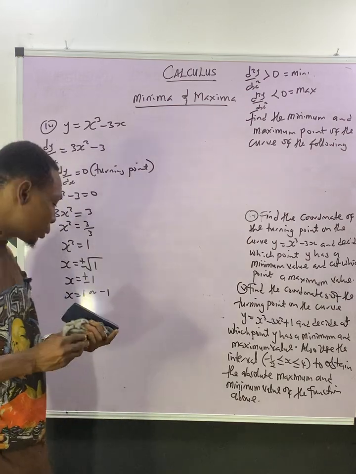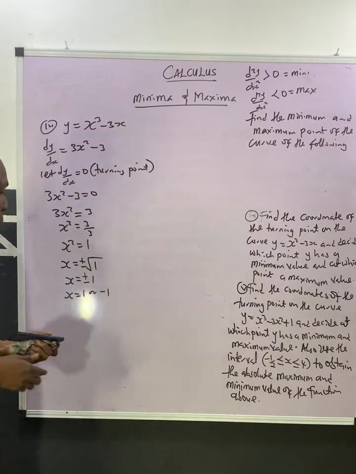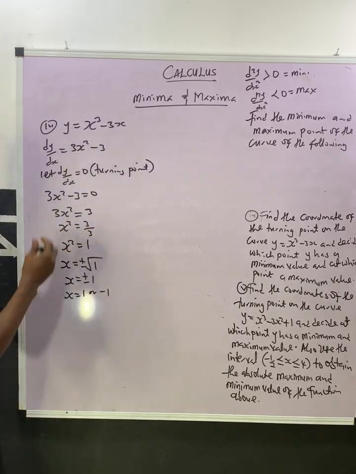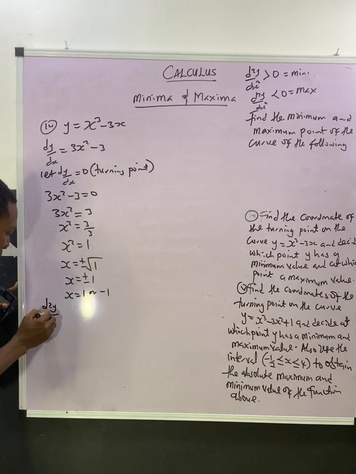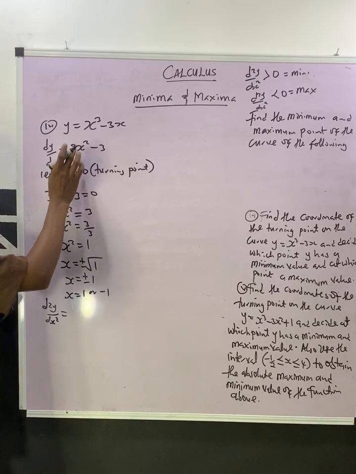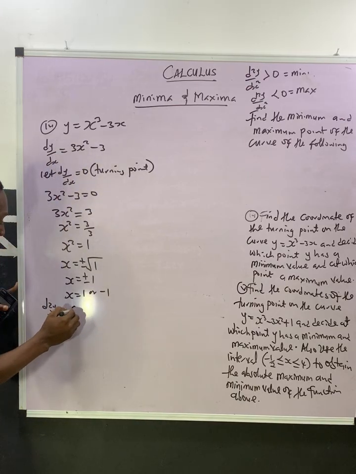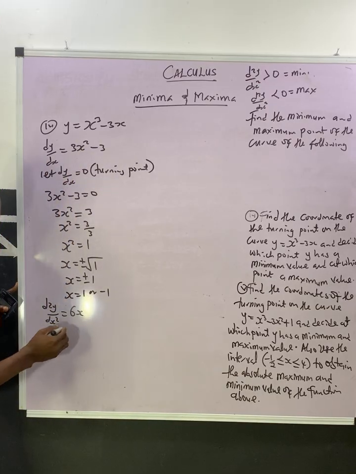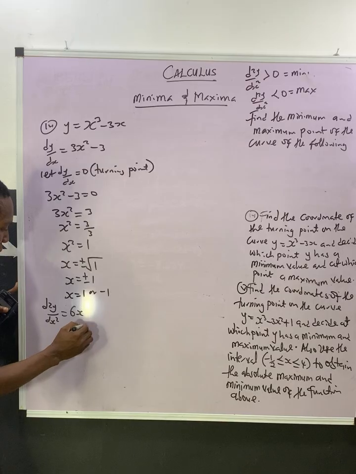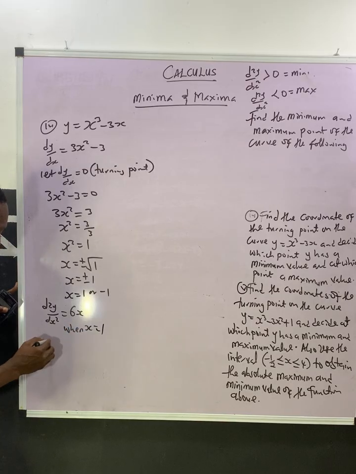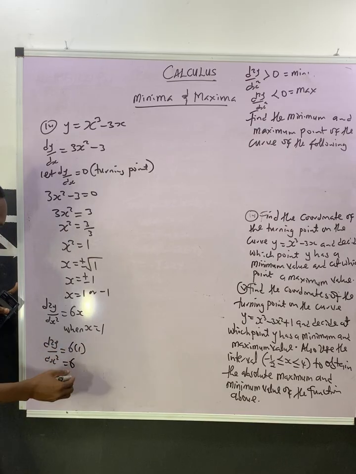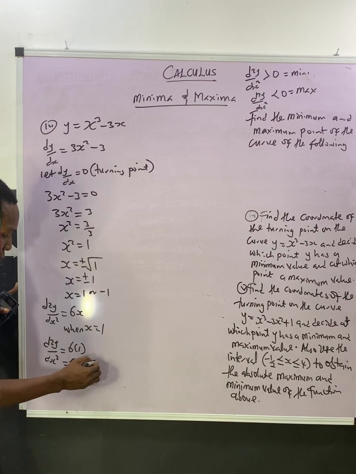But I need to know which one is minimum and which one is maximum. Before that, you take the second derivative. How do you take the second derivative? We have d squared y over dx squared equals, if I differentiate 3x squared, we have 6x, and if I differentiate 3, it is 0. So when x is equal to 1, d squared y over dx squared equals 6 times 1, which gives us 6. 6 is greater than 0.